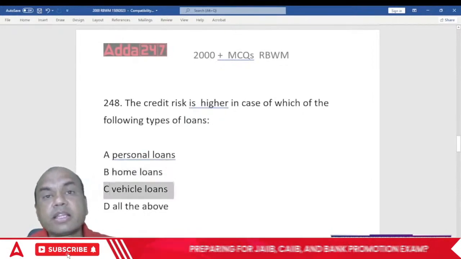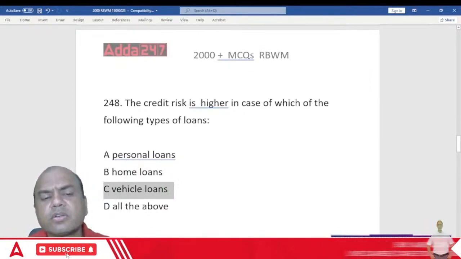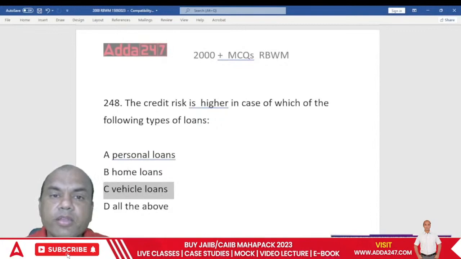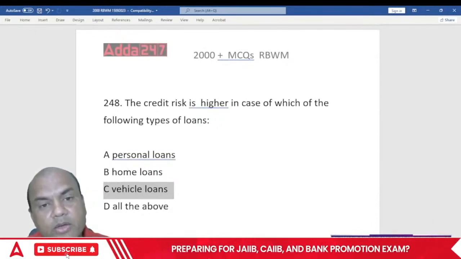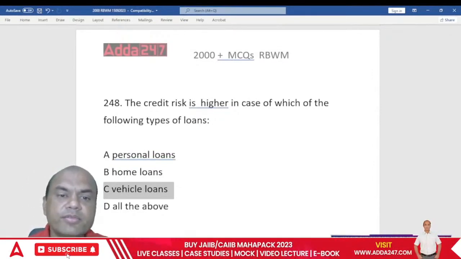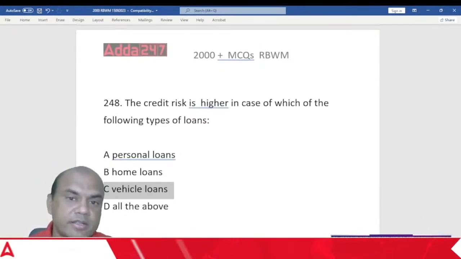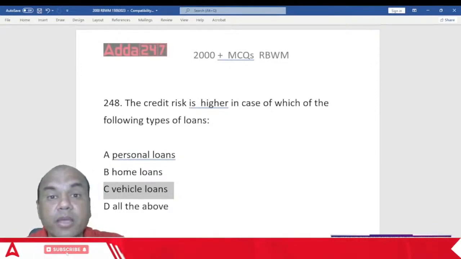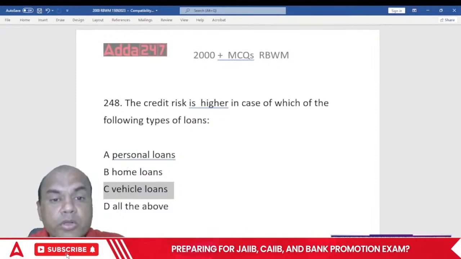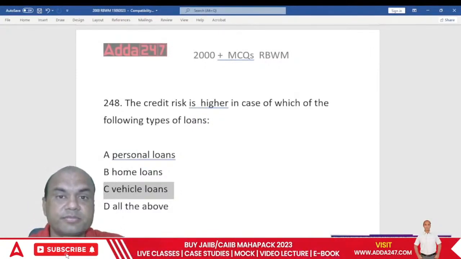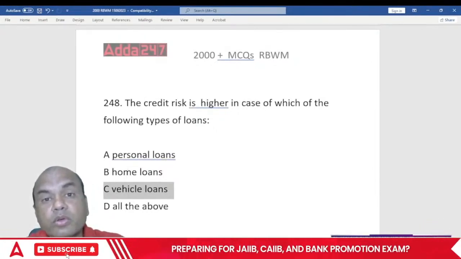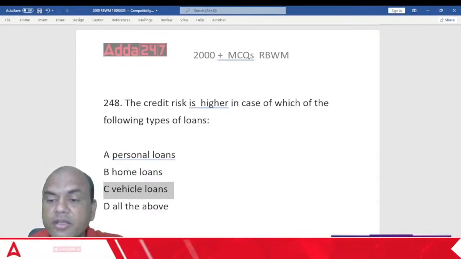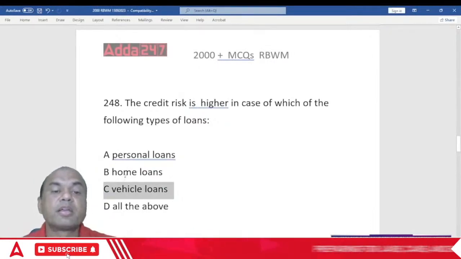In case of vehicle loans, tell me one thing. Is the vehicle mortgaged, hypothecated, or assigned? Type in the comment section, everyone. It is hypothecated. Vehicle is always hypothecated. Okay. Home loans, home is always mortgaged. Got it? Gold loan, gold is always pledged. Then FD overdraft, FD is lien marked. Got it? Chalo, let's move on.